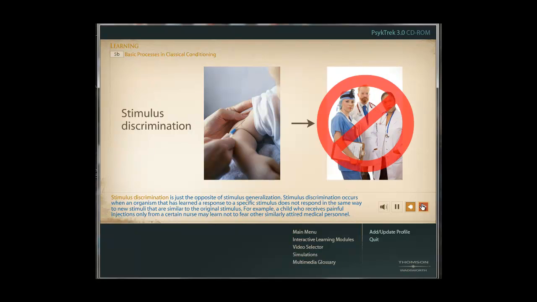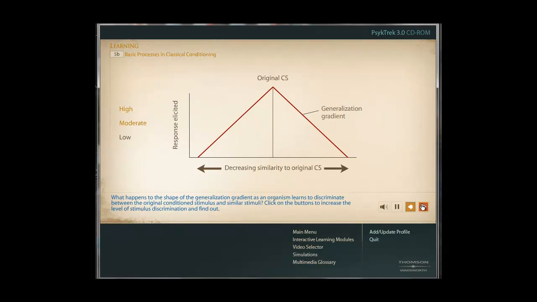attired medical personnel. What happens to the shape of the generalization gradient as an organism learns to discriminate between the original conditioned stimulus and similar stimuli? Click on the buttons to increase the level of stimulus discrimination and find out.